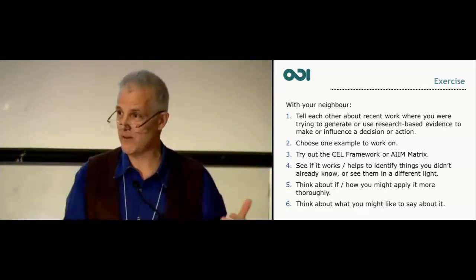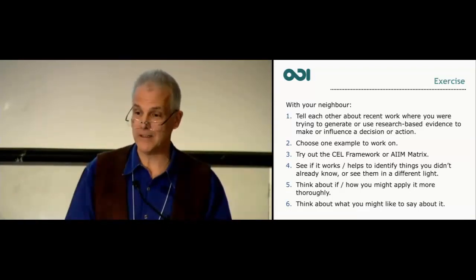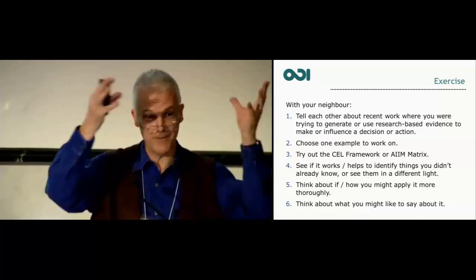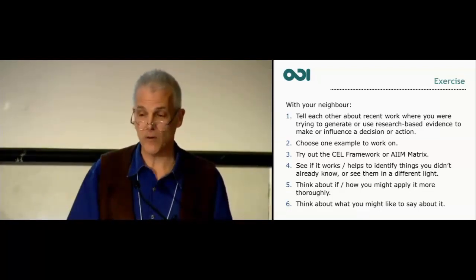So the idea is you work together with your neighbour or little group, so organise yourselves, or do it on your own if you want to. Think about some work that you've been doing, trying to generate or use research-based evidence to make or influence a decision. Choose one example to work on. If you're a group, you'll have lots of different opportunities. Try out either the context evidence links framework or the AIIM matrix, or if you're quick, both.